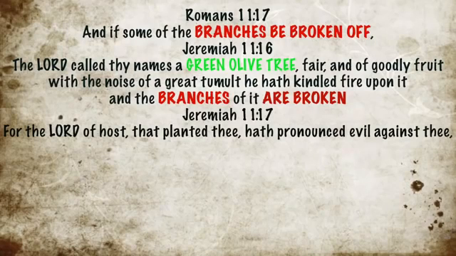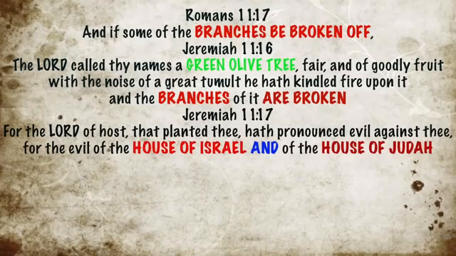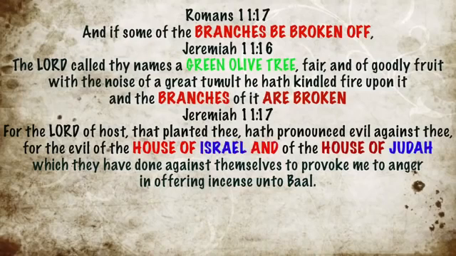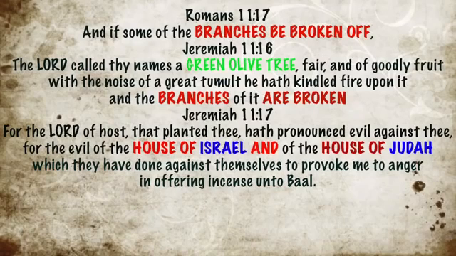For the Lord of hosts that planted thee hath pronounced evil against thee, for the evil of the house of Israel and of the house of Judah, which they have done against himself, to provoke me to anger in offering incense unto Baal. The branches that were broken off were both northern and southern kingdom, Israel and Judah. A lot of people are breaking this down incorrectly, saying that the branches that were broken off were the scribes and Pharisees and just the southern kingdom. Both northern and southern kingdom Israelites were broken off of the olive tree.